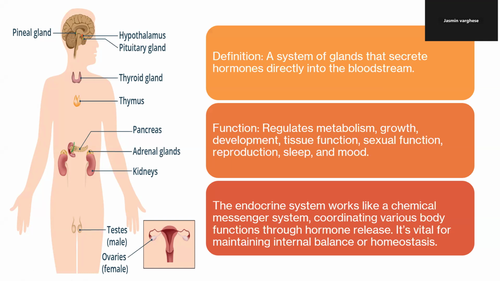The functions are that it regulates metabolism, growth, development, tissue function, sexual function, reproduction, sleep and mood maintenance. The endocrine system works like a chemical messenger system, coordinating various body functions through hormone release. It's vital for maintaining internal balance, that is known as homeostasis. And in this image, you can clearly see the types of endocrine glands.